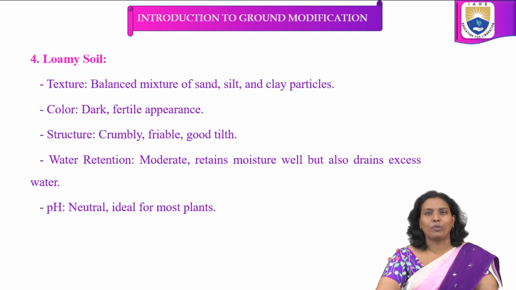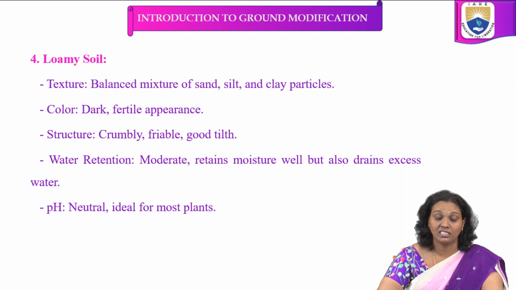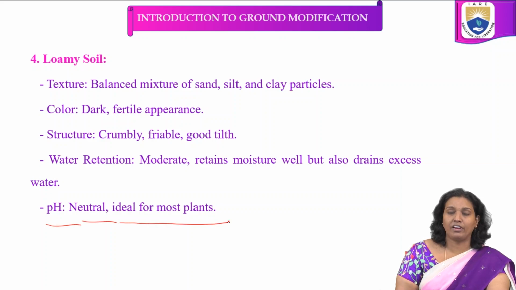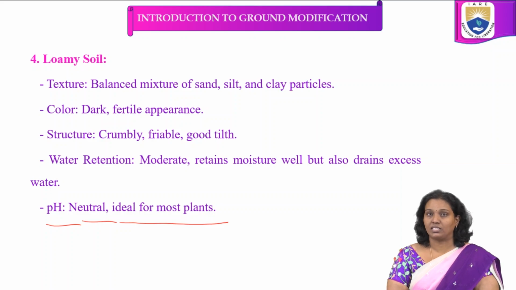Next one is loamy soil. In this, the texture is a balanced mixture of sand, silt and clay particles. Coming to color, dark, fertile appearance. Coming to the structure of loamy soil, it's crumbly, variable, with good tilth. Coming to water retention, moderate: it retains moisture well but also drains excess water. In pH, neutral and ideal for most plants. For plantation, this kind of loamy soil is suitable.